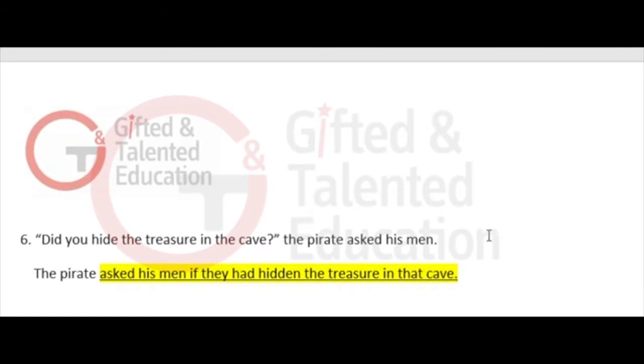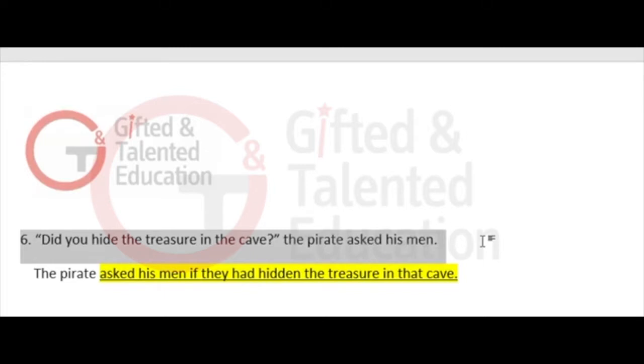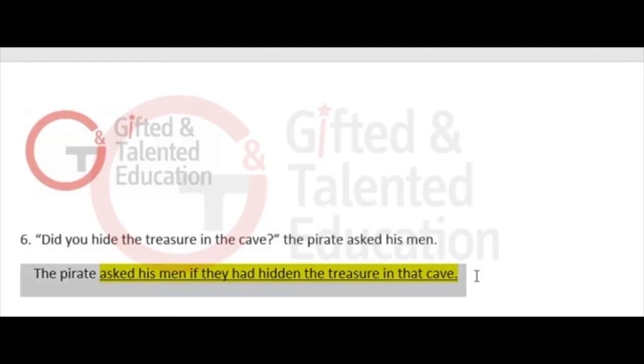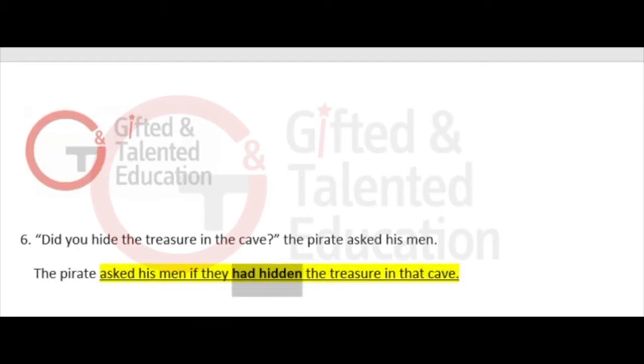Question 6. "Did you hide the treasure in the cave?" The pirate asked his men. In the reported speech, the pirate asked his men if they had hidden the treasure in that cave. Do note the changes: had hidden, that cave.